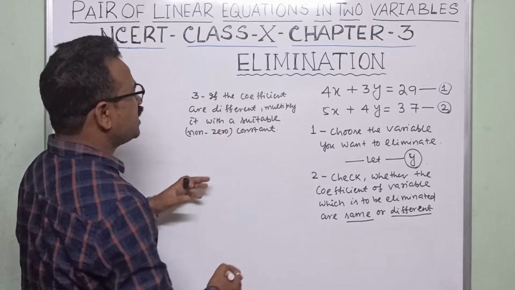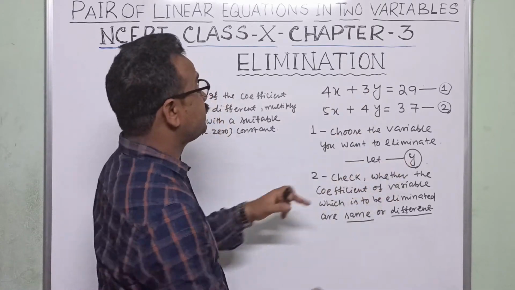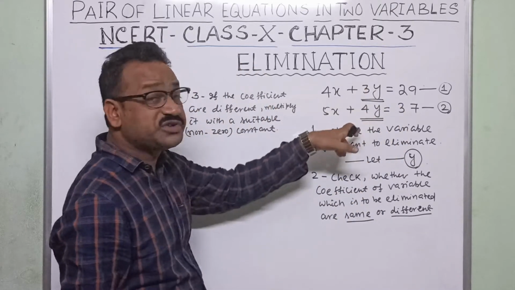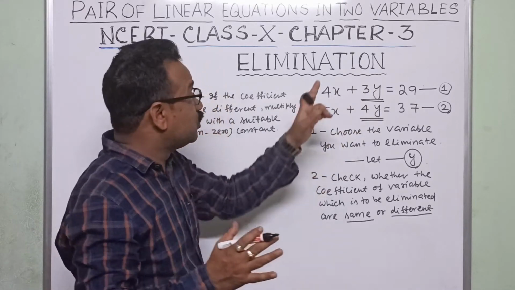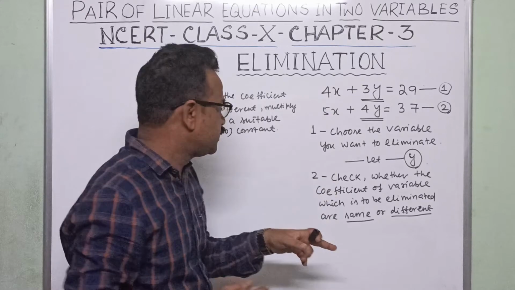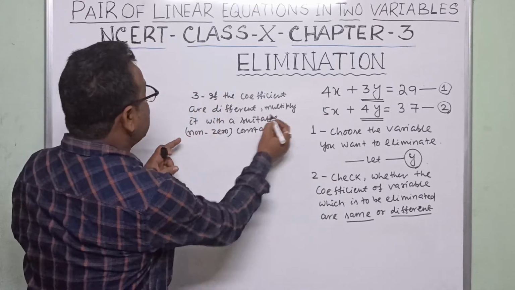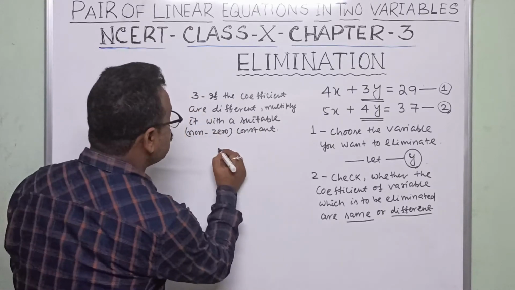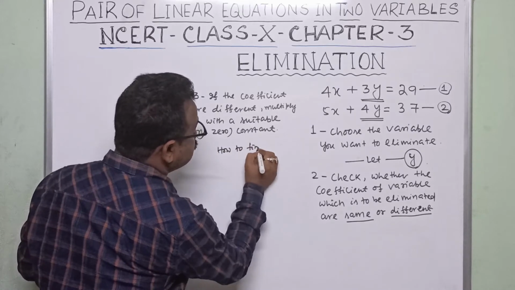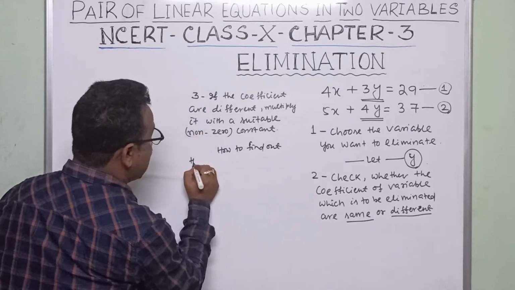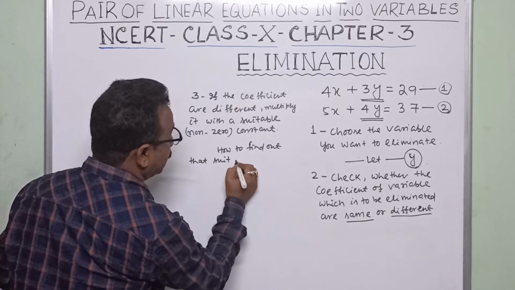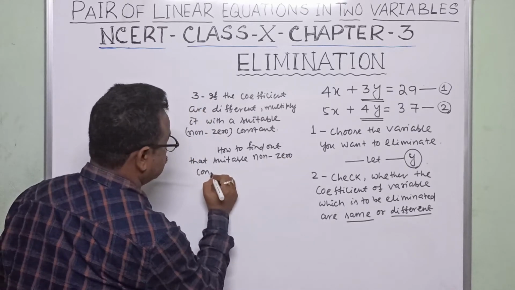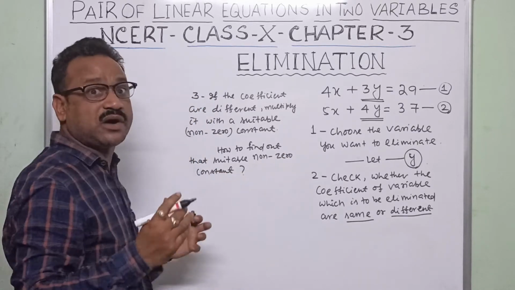So now, in our case, we want to eliminate y. We have 3y and 4y. 3 and 4, the coefficients are not the same. Then we will make them the same. How will we make it the same? That is the trick. We are writing multiply it with a suitable non-zero constant. How to find out that suitable non-zero constant? There is a question.